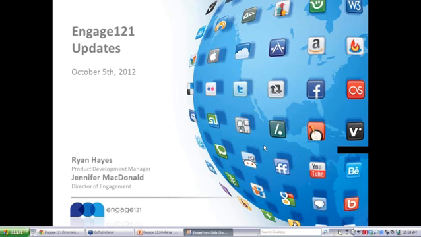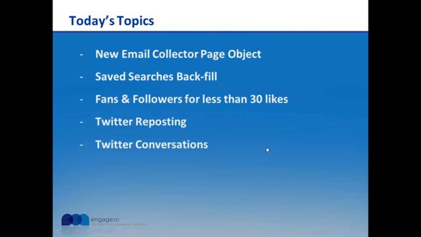We've got a couple of quick little things to run through this week, starting with a new fanlet page object, some changes to the way that we do save searches in Explorer, a tweak to the fans and followers chart for pages that have less than 30 likes, a change to Twitter reposting, and a recap of how Twitter conversations work. As you know, Twitter is constantly changing things these days, so I just wanted to get a little bit of a review of what we can and cannot do with Twitter.